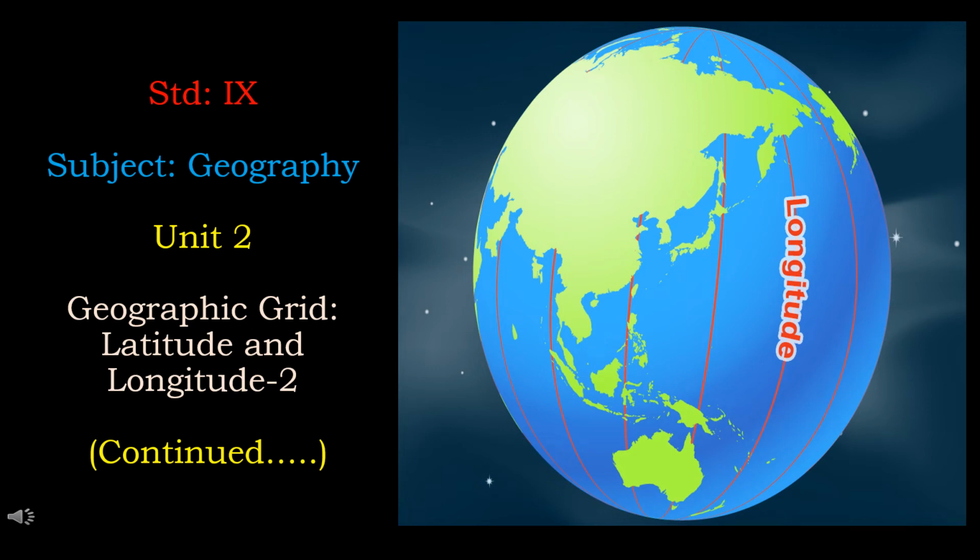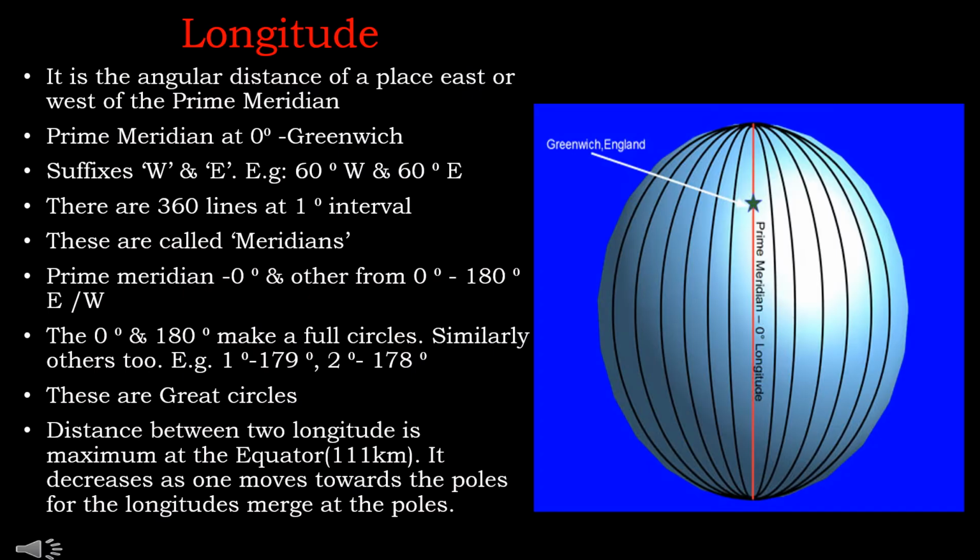Dear children, we have learnt the first part of Unit 2, Geographic Grid, Latitude and Longitudes. Already in the last class we have learnt about latitude. Today let us learn about the longitude. Longitude. What is a longitude?